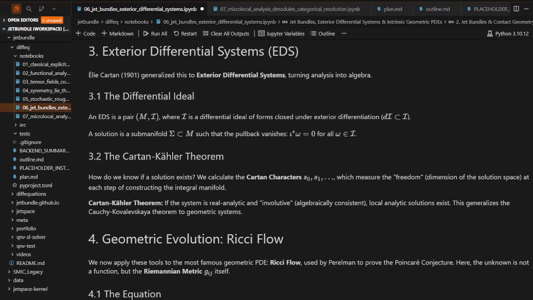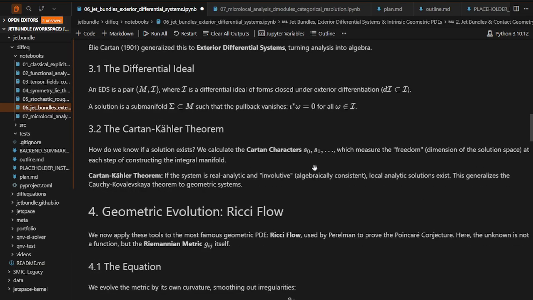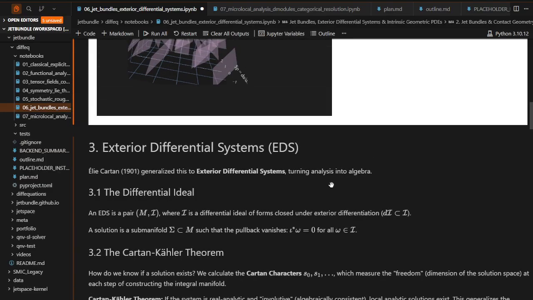Exterior differential systems. Cartan generalized this idea to exterior differential systems in 1901. So this is very old. There's nothing new about this. He took analysis and transformed it into algebra, much like, and this was before algebraic geometry, by the way.